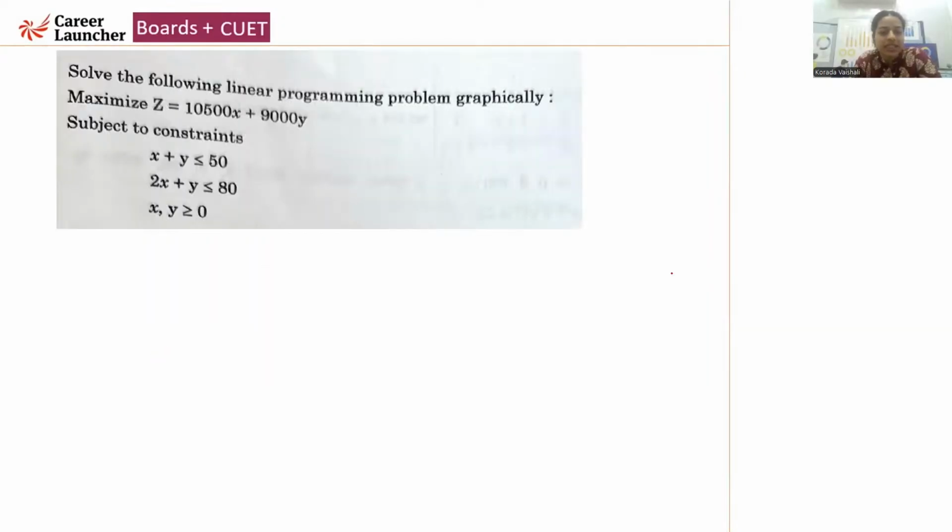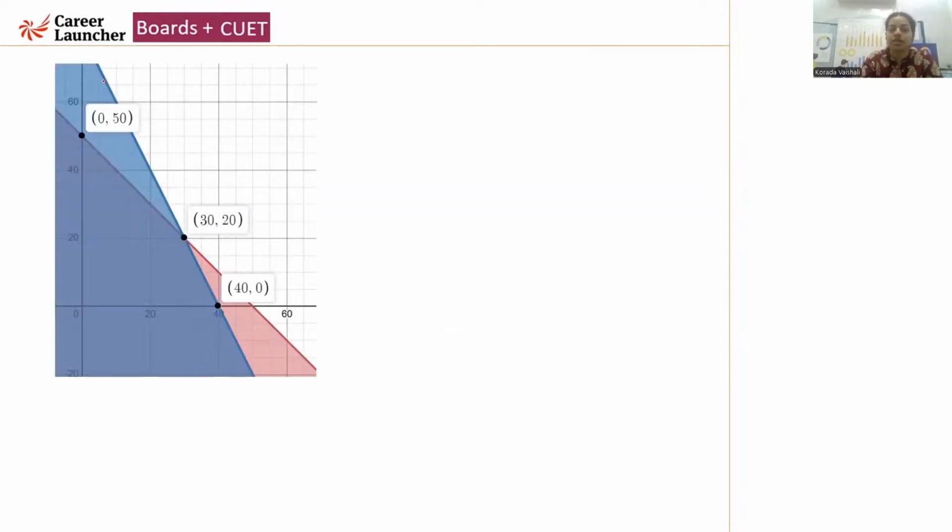And number 30, we are given an LPP problem which we have to solve graphically. Now in this question, we have to maximize the given objective function, and we are given three linear inequalities or constraints, in which the moment you plot these equations, you will get this graph. Now focusing on the corner points, there are going to be three corner points apart from the origin. So it is going to be (0, 50), (30, 20), and (40, 0).